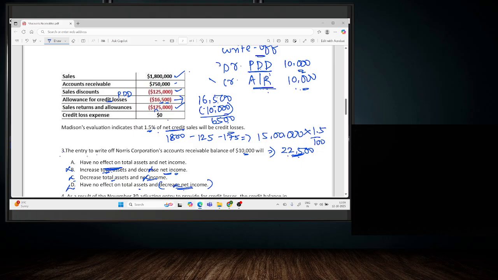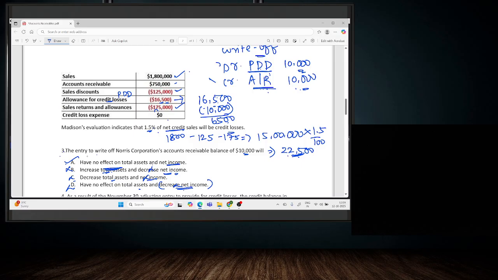Now look at option A. Option A is obviously right. Have no effect on total asset and net income. By now you would have understood why this entry is not going to have any impact on net income. Because this entry is going to affect only the asset side of the balance sheet. Accounts receivable is an asset account. Provision for doubtful debt is a contra asset account. So it is going to affect only the asset side of the balance sheet. So net income will not be affected.